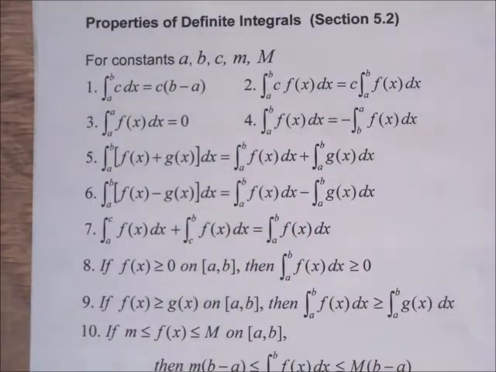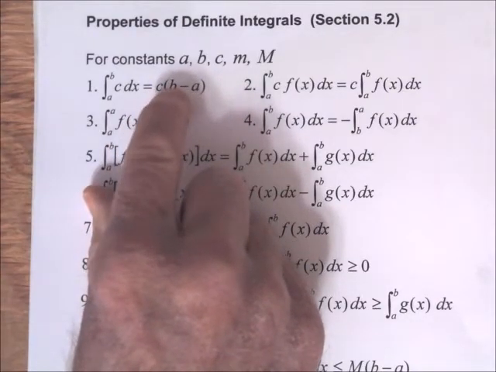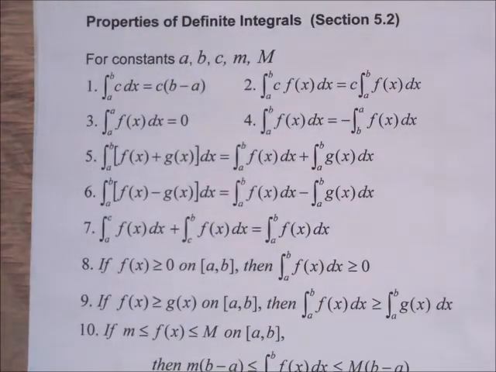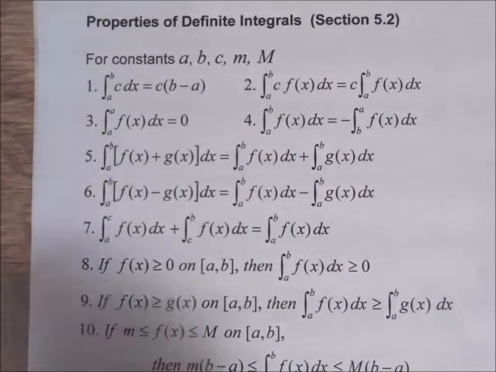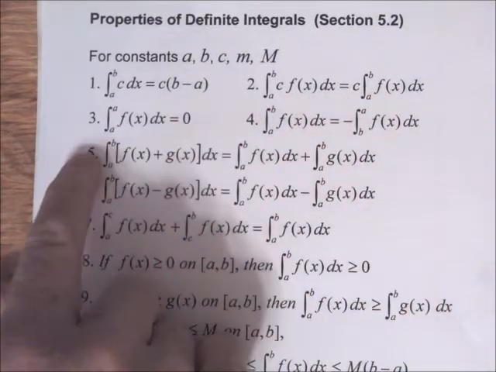Section 5.2, properties of definite integrals. For constants a, b, c, little m, and capital M, the integral from a to b of a constant c with respect to x is just that constant times b minus a, the difference of limits. The integral of a constant times a function is the constant times the integral.